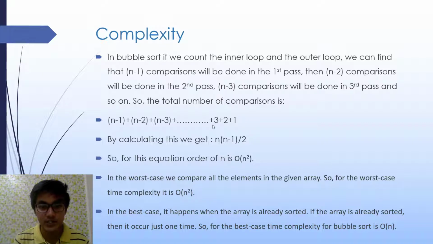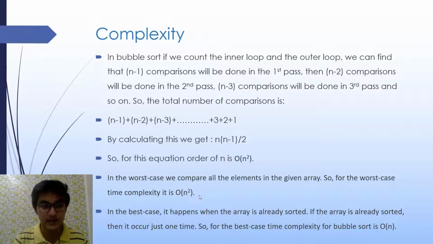This is the equation for the total number of comparisons. By calculating this equation, we get n times (n-1) divided by 2. From this equation, the order of n is big O n square. We ignore all the constants from this equation. In the worst case, we have to compare all the elements in the array. So in the worst case, the bubble sort time complexity is big O n square.